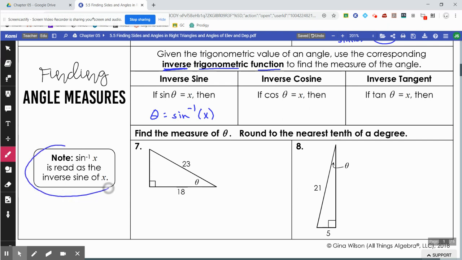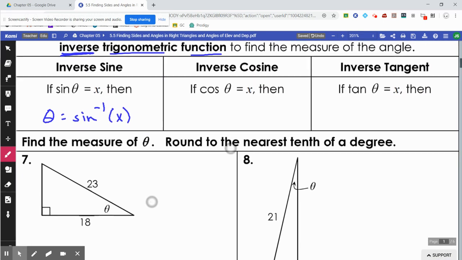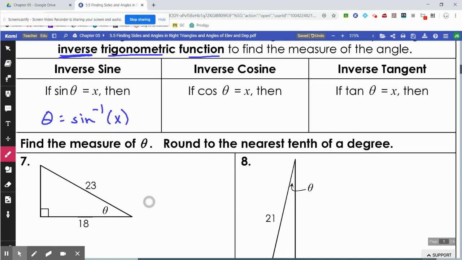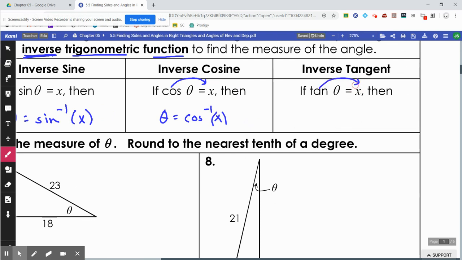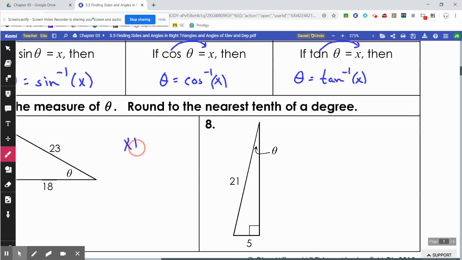Notice how I'm reading this. Sine with a little -1, that's not sine to the -1 power. It's read as the inverse sine. The same way that when we switched our x's and y's to find the inverse of functions earlier, it's the exact same thing. So if the cosine of theta is equal to x, think of it like this. To move cosine from one side to the other, you just change it into inverse cosine. To move tangent from one side to the other, to figure out what your angle is, you change it to inverse tangent. It's the same way as if you've got x plus 3 equals 7.